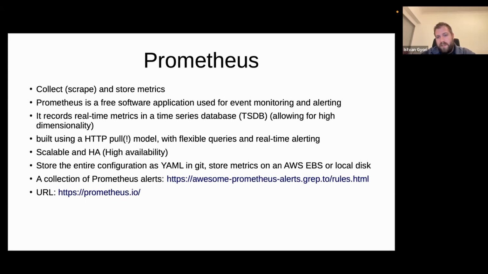And you store the metrics, or Prometheus stores the metrics, in an AWS EBS volume or a local disk, wherever it is installed. I've added a link to some interesting Prometheus alerts.